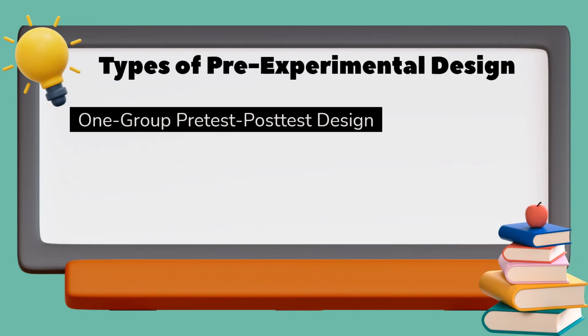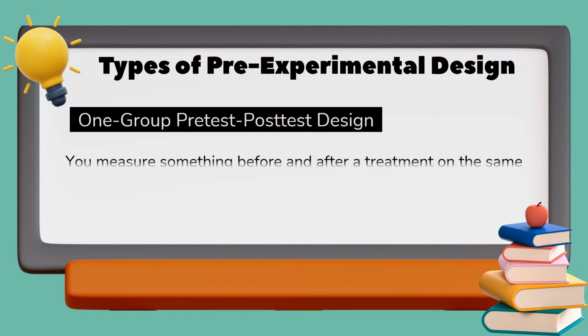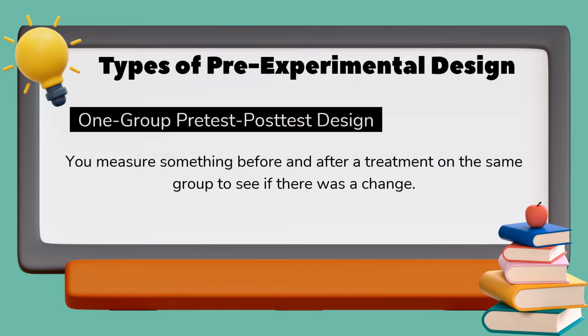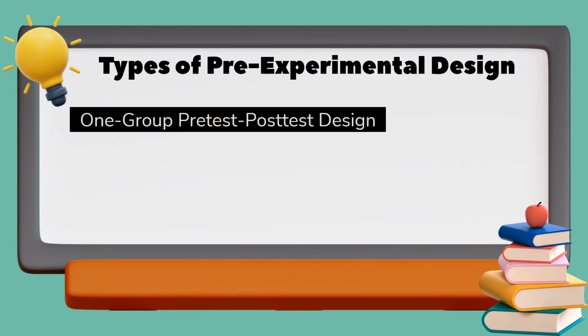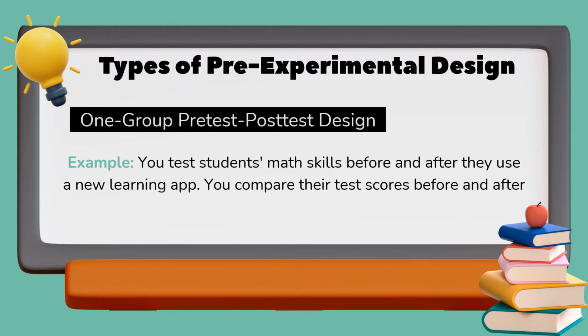In one-group pretest-posttest design, you measure something before and after a treatment on the same group to see if there was a change. Example: you test students' math skills before and after they use a new learning app. You compare their test scores before and after using the app to see if their skills improved. By comparing their scores from the first test to the second test, you can see if there was an improvement in their math skills after using the app.